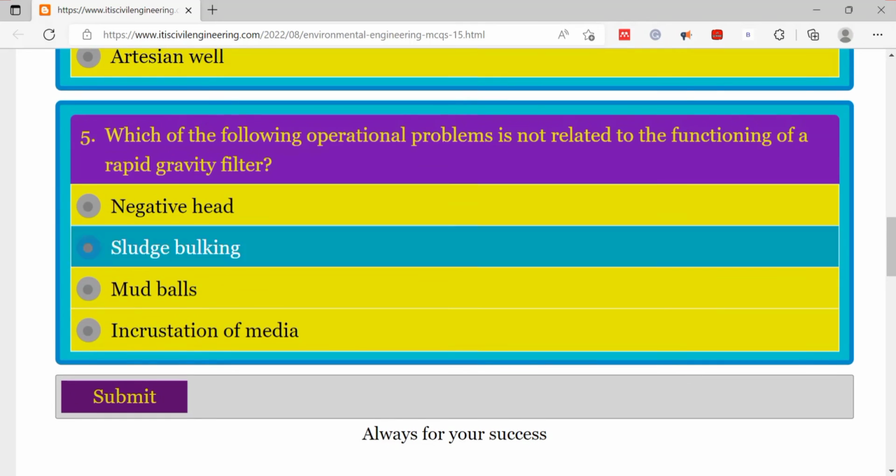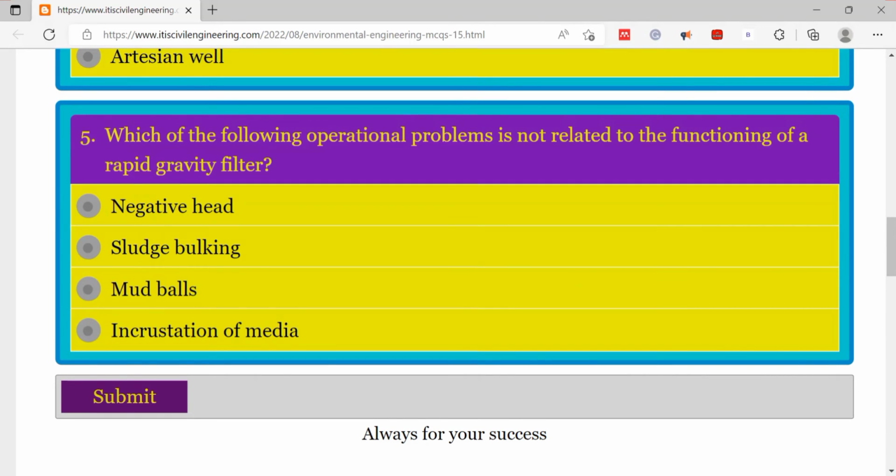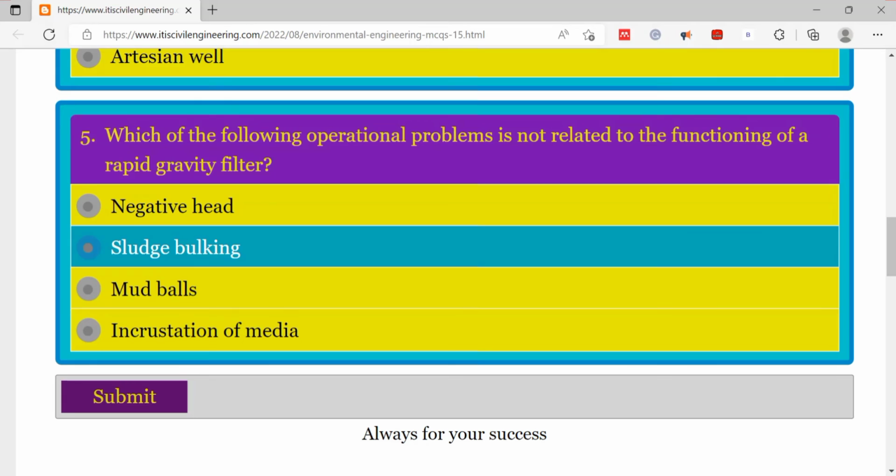Which of the following operational problems is not related to the functioning of a rapid gravity filter? So the problems such as negative head, mud balls formation, incrustation of media are the problems that are related with the functioning of a rapid gravity filter. So the sludge bulking is not related with the functioning of a rapid gravity filter.